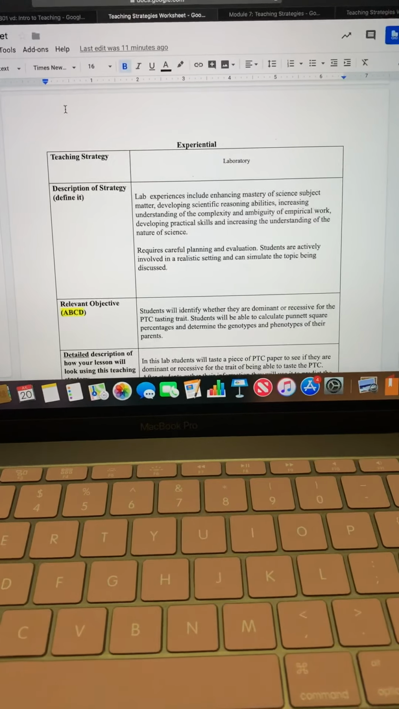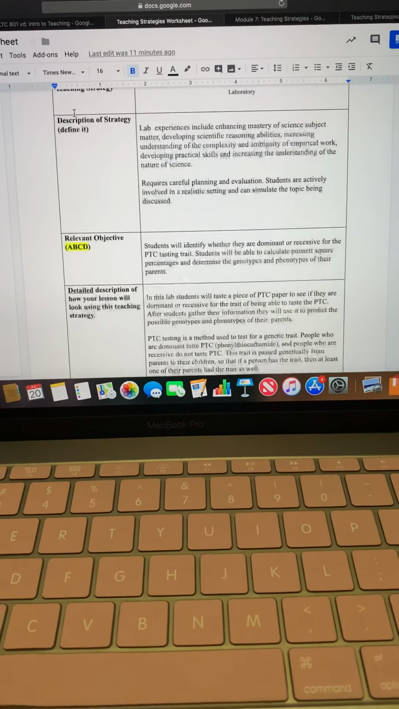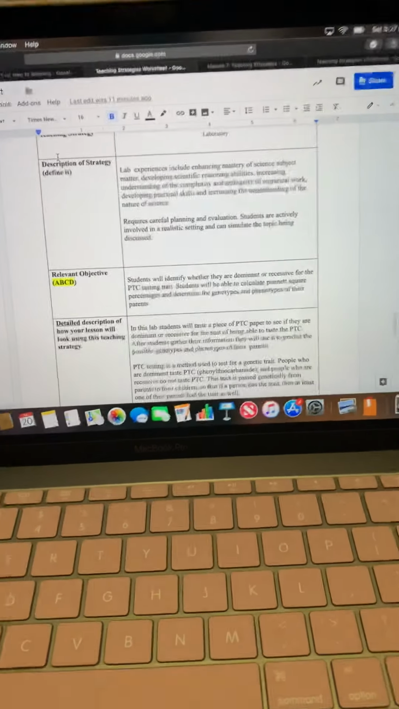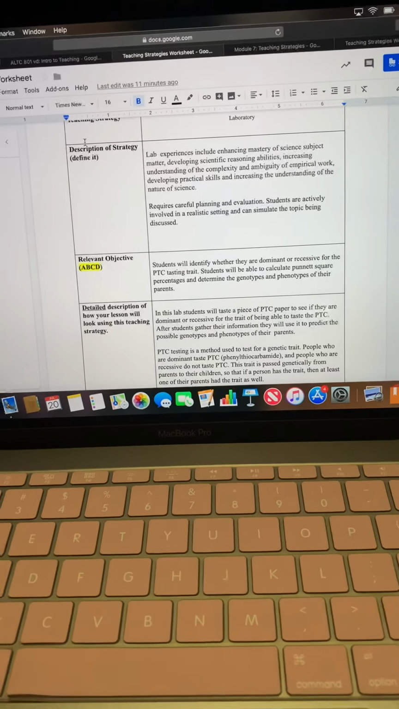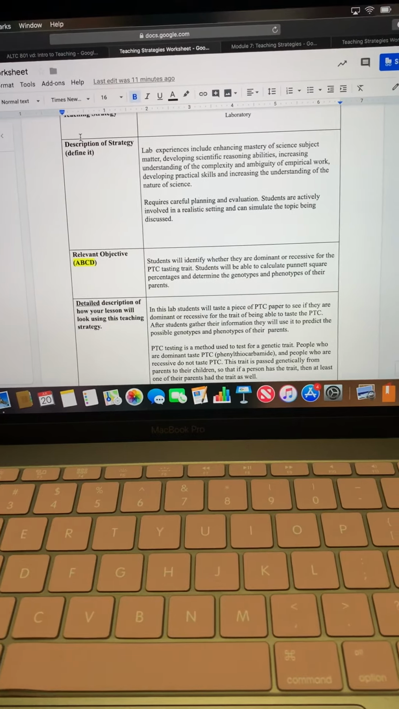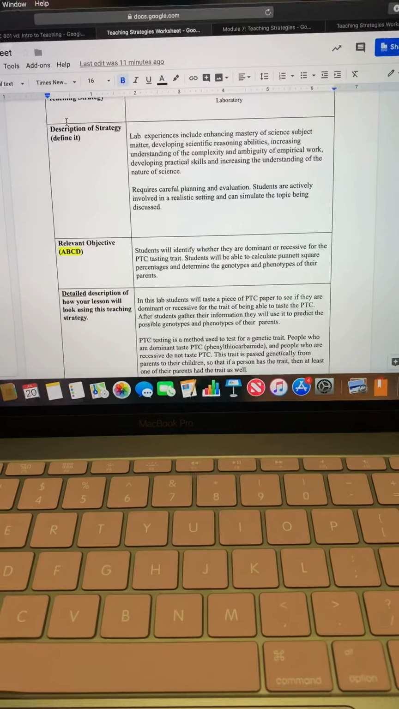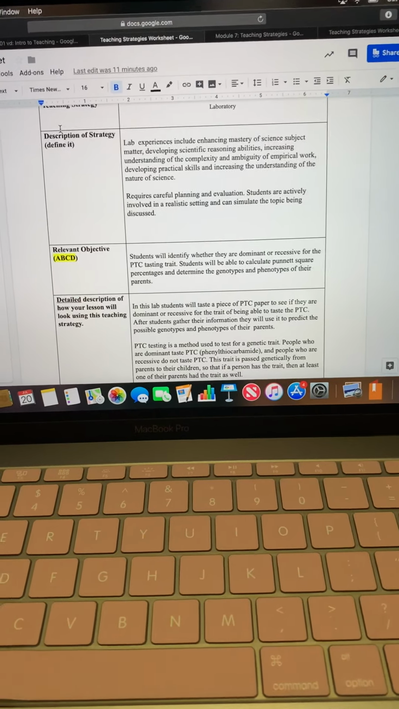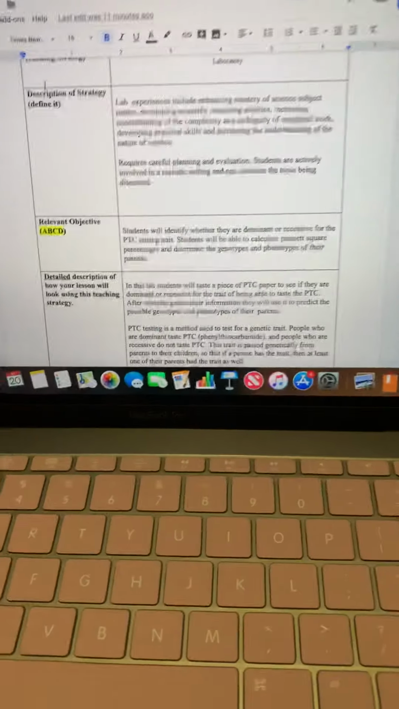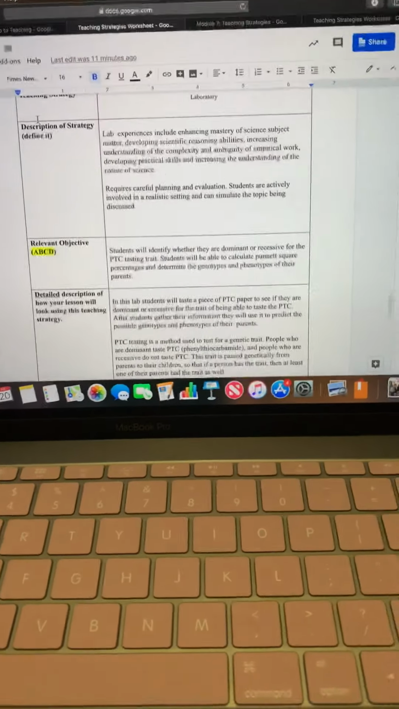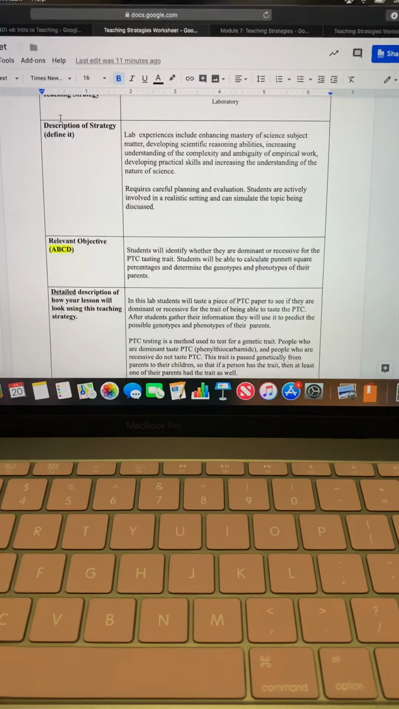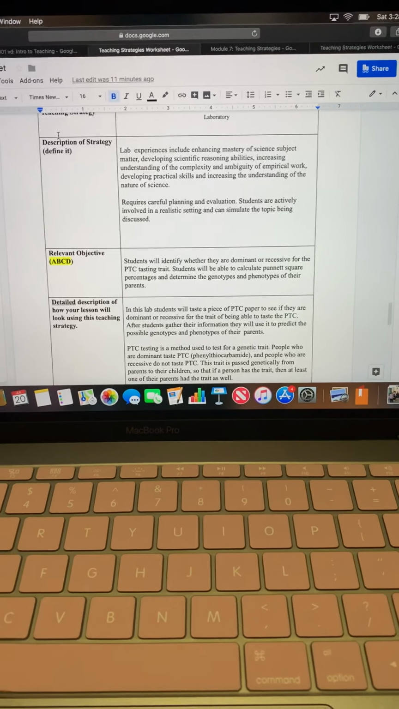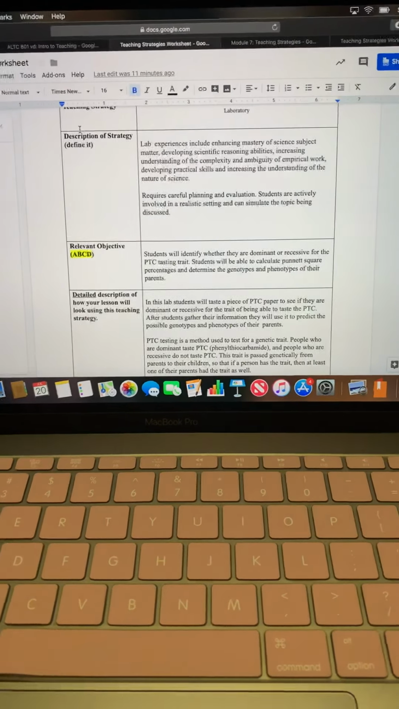The last one, under Experiential, I chose laboratory. In science, I feel like labs are a huge thing, and I feel like students really enjoy them. I think they enjoy getting away from the desks and being able to work with one another. So for this one, I decided to do the testing of PTC paper. This paper just has a specific taste to it. And if you have the trait, you should be able to taste it on the paper. But if you do not have the trait, obviously you are recessive for it and you cannot taste it.